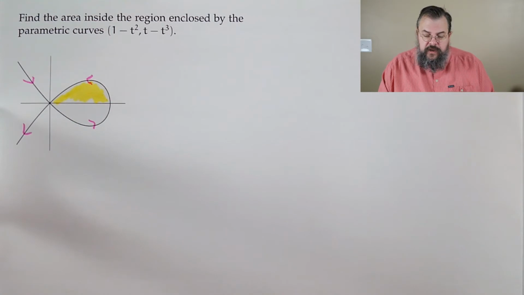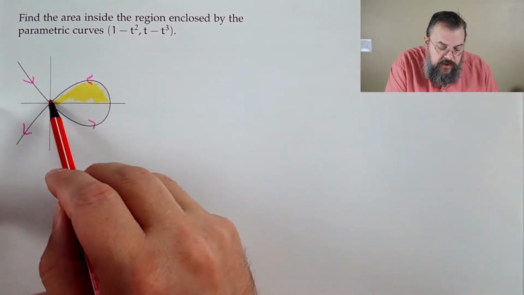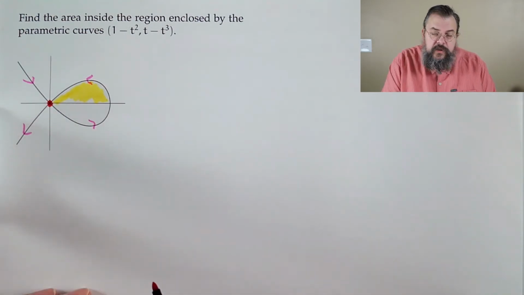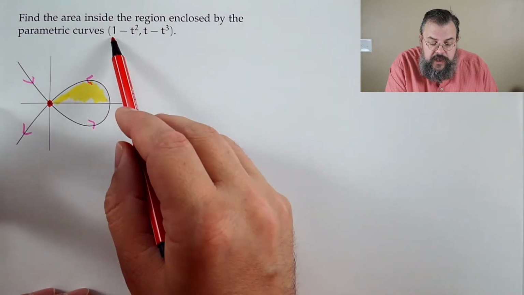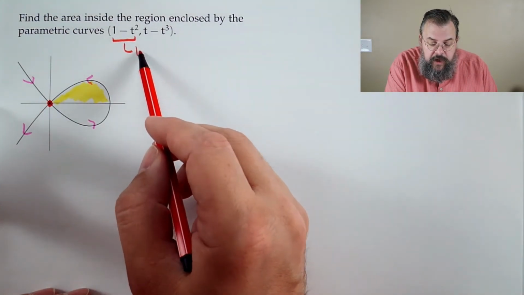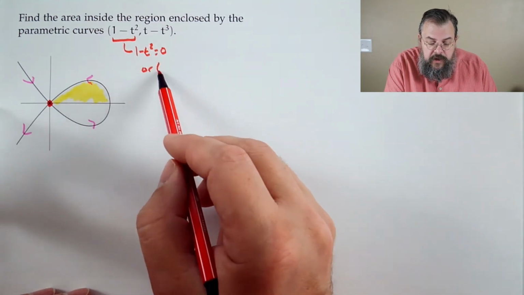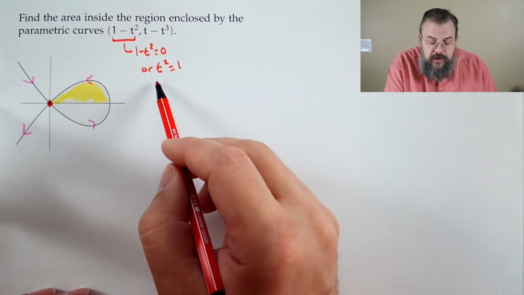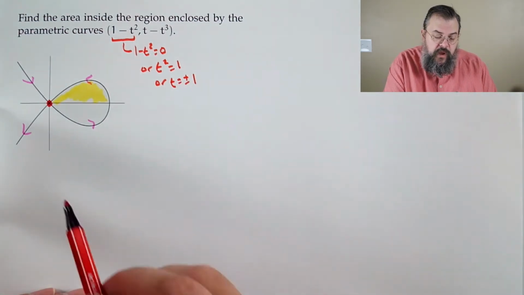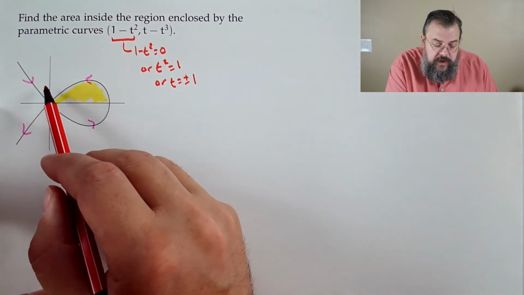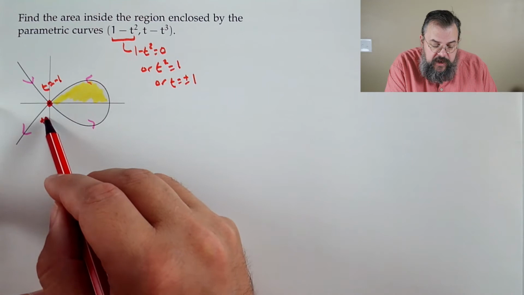Well, let's think about some key locations. Here we see we're hitting the origin. So when are we at the origin? We're at the origin when 1 minus t squared equals 0, or t squared equals 1, or t equals plus or minus 1. So what happens here is we come through at time -1, and then we come back again at time +1.